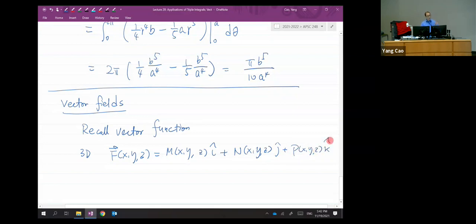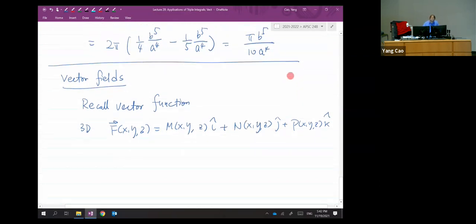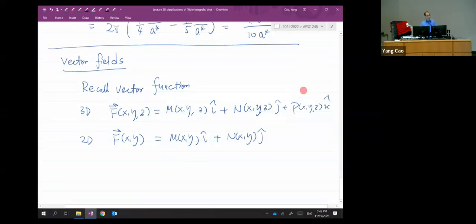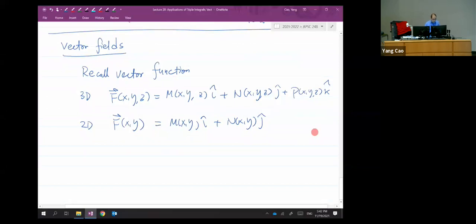Okay. Now that is a 3D vector function, because if you look at each component of the vector, they are a scalar function of x, y, z. Okay. And similarly, you can construct a 2D vector function. In this case, there are only 2 components, but each one of the components is a multivariable function of x and y. Okay. And we will focus mainly on up to 3D functions. Okay, yeah. Then what is a vector field then?